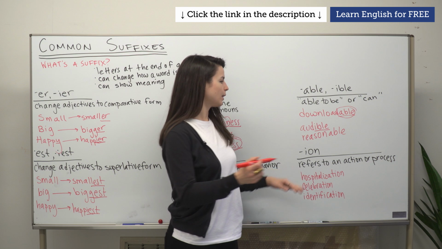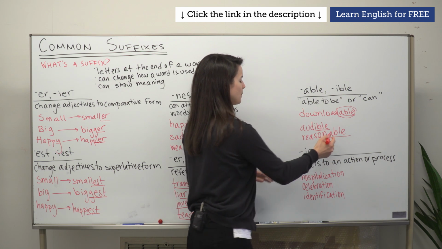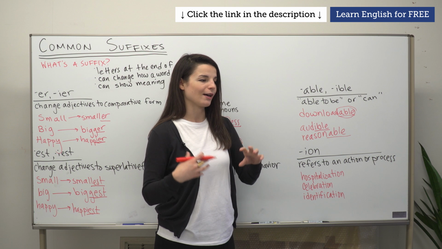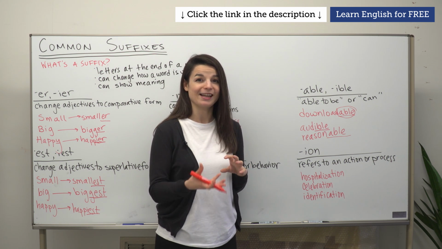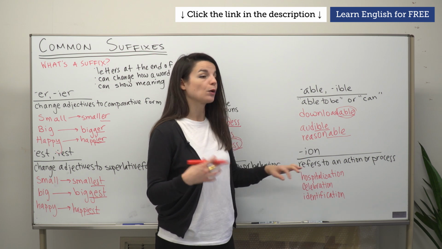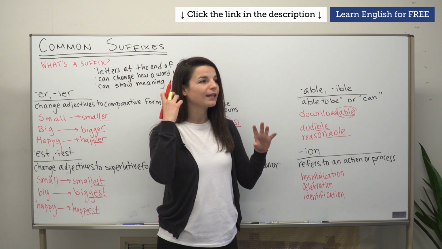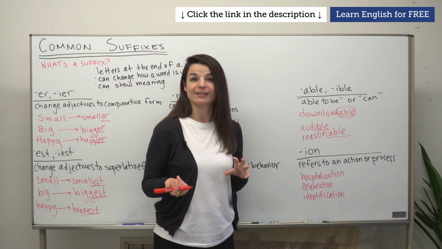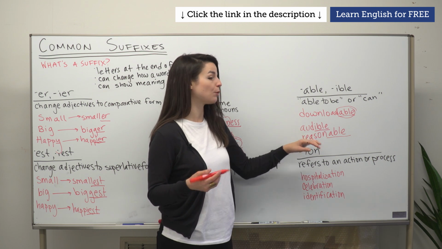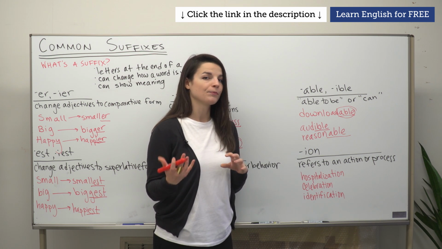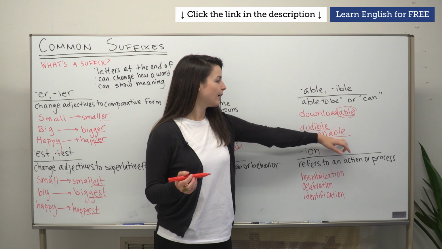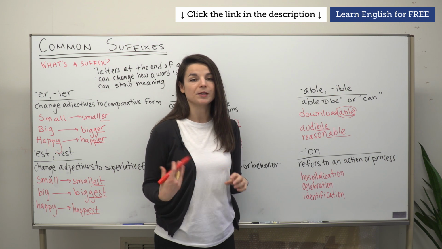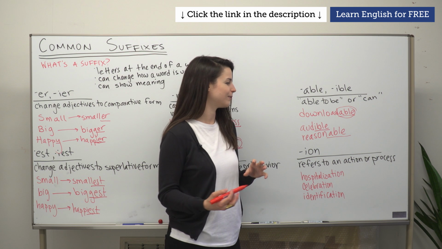Okay, one more, reasonable. So it's possible to reason. It's possible to think maybe logically or to understand this. So something that is reasonable is something that we can reason. It seems we can understand that thing, for example, a reasonable price, a reasonable offer. So reason plus able to do something. Each of these shows us that something is possible or we can do that thing.